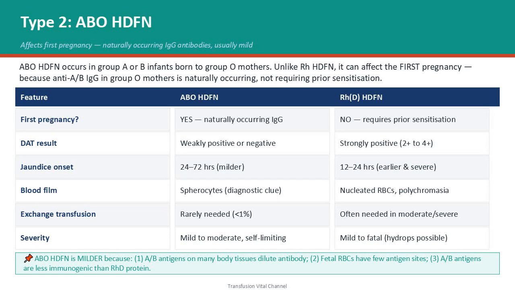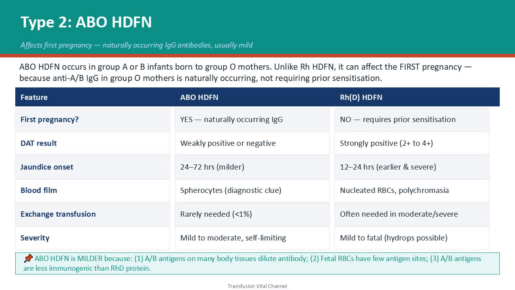On the blood film, you can see spherocytes, unlike the RhDFN, which shows polychromasia and nucleated RBCs. A weakly positive or even negative DAT is possible as cells are lightly coated. So elution studies are essential. The eluate from the cord blood cells will react with A or B cells, confirming the diagnosis.